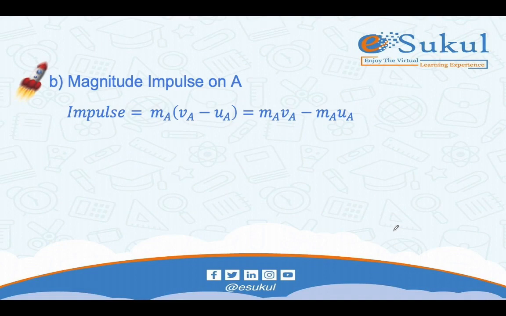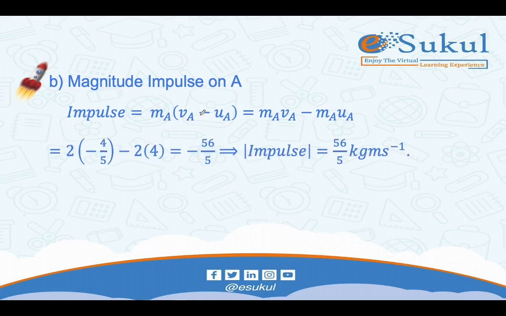So the magnitude of the impulse on A, we have MA into the change in velocity, that's resulting in the impulse. We have VA minus UA. Having the distributive property, we can have MVA minus MUA, where MA is the mass of sphere A. So replacing their values, we then have negative 56.5. Therefore, the magnitude of the impulse becomes 56.5 kilogram meter per second.